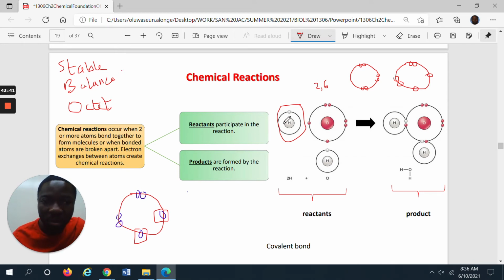So what is going to happen? This electron here for hydrogen, you know hydrogen is number 1, so it has 1 electron, is going to couple with this. They are going to share it together. All right? And that's what you see here. They are sharing it together. It is not that hydrogen gave it to oxygen. It is sharing it with oxygen.